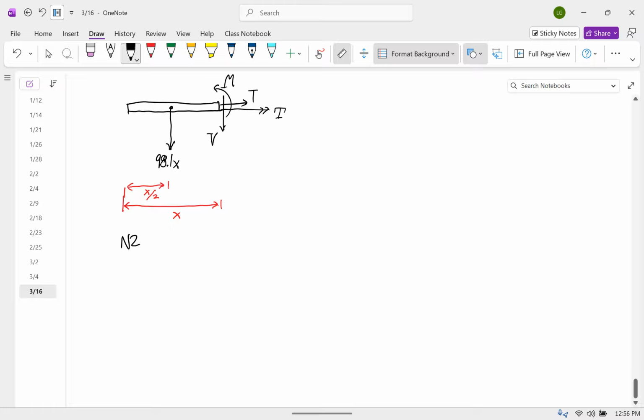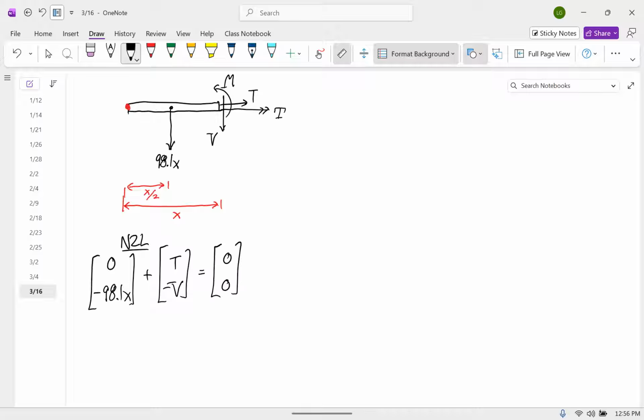So Newton's second law, and my about point, like always, is going to be at the left end point. Newton's second law says 0, negative 98.1 x plus t negative v is equal to zero. So t is equal to 0. V is equal to negative 98.1 x.